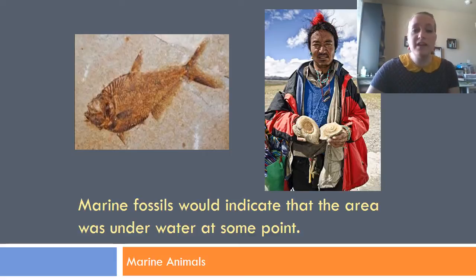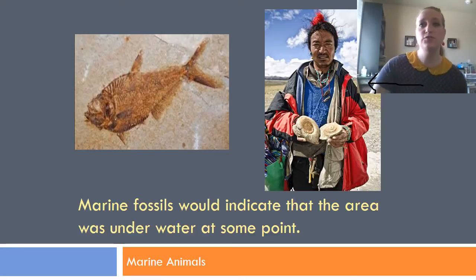And then marine fossils, take a look at this fish fossil, and it was found actually in the mountains of Tibet. Now I want you to think about Tibet, right? Here's kind of a picture of where it was found. And for those who don't know, Tibet has some of the tallest mountains in the world. So if we're finding fish fossils there, what does that tell us about what that environment used to be like?